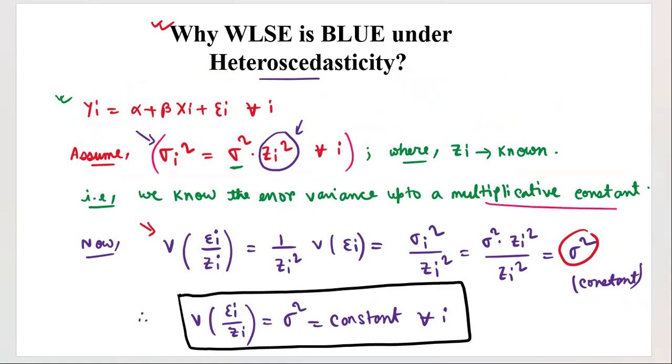Now this functional form might change. This can be sigma square zi cube. This could be only zi. This could be zi to the power 4 or anything. This could be any form. I have taken the simplest form. So what you have to do to convert the model, any functional form they give you, you only have to square root this particular thing, and this will be converted into a homoscedastic model.